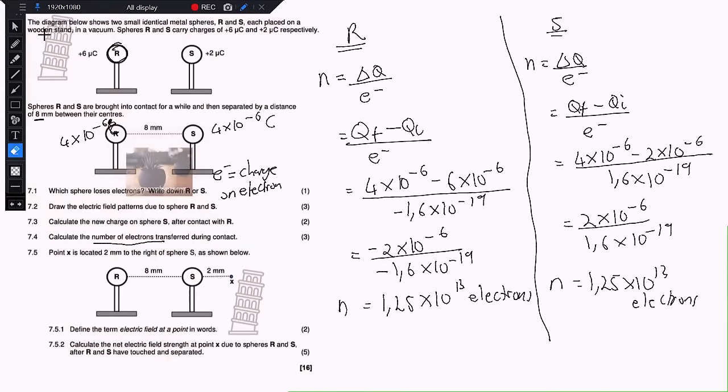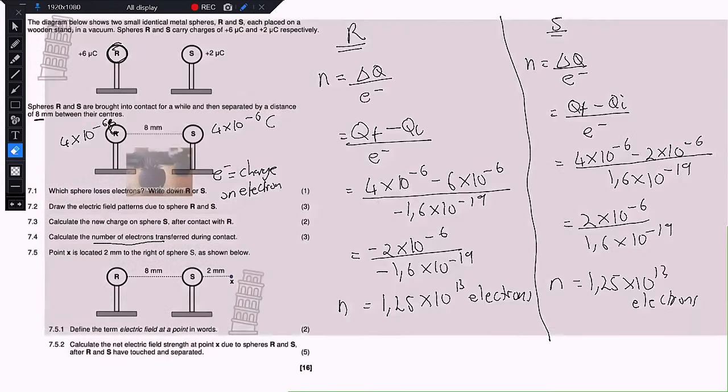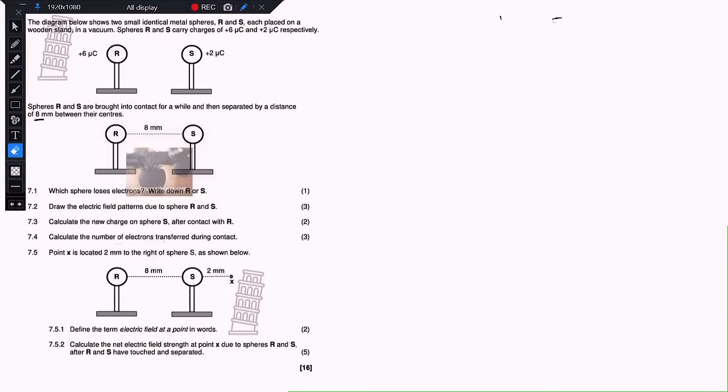Okay, nice. Then let's go to 7.5. It says point X is located 2 millimeters to the right of sphere S1 as shown below.